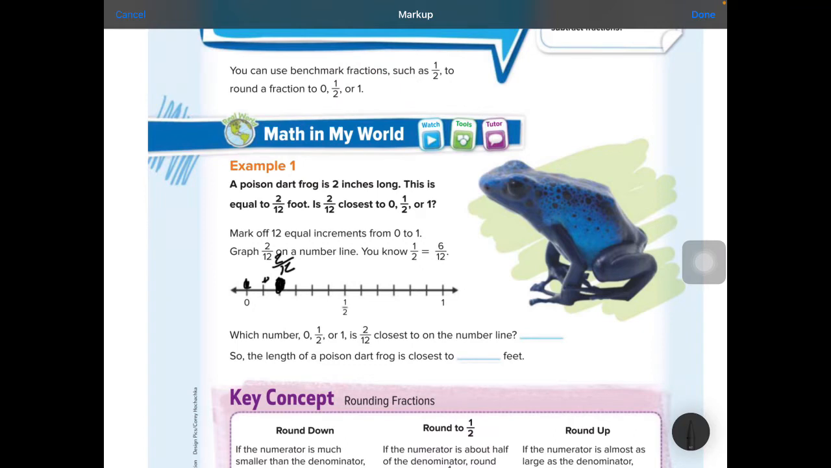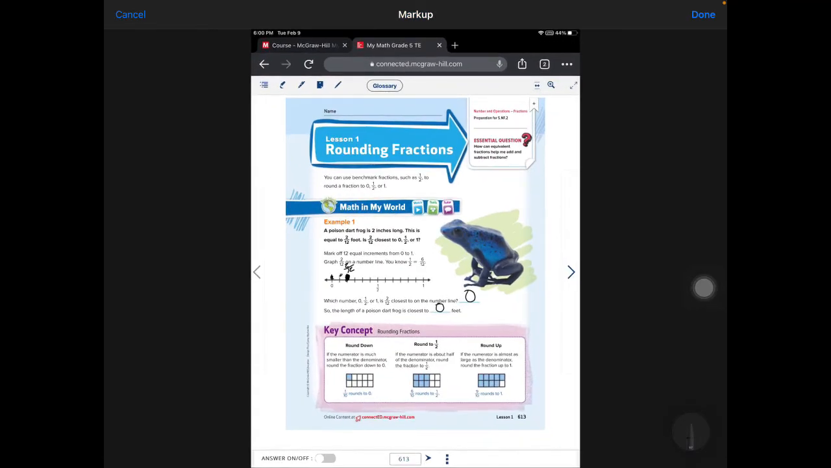Which number, 0, a half, or 1, is this dot closest to? There's 0, there's a half, and a 1. It is closest to 0. You're right. If you look over here, it's just 2 dashes away, and over here, it's at least 1, 2, 3, 4 dashes away. So the length of the poison dart frog, I can't say that word, is closest to 0 feet. Benchmark fractions and rounding.